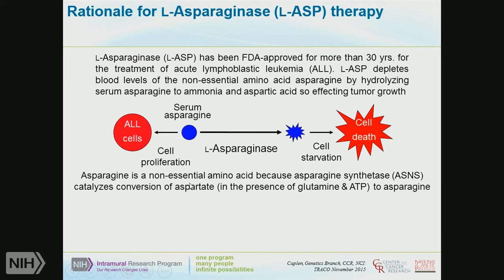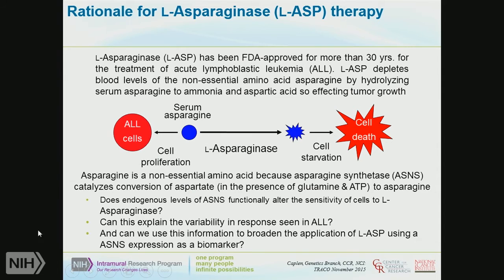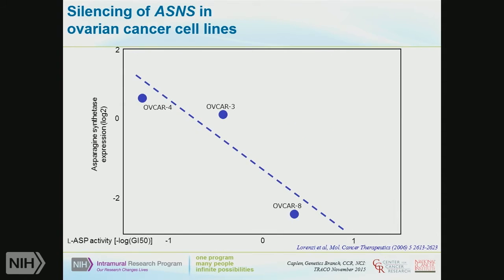So asparagine is a non-essential amino acid, and so what we hypothesized was that maybe the endogenous levels of asparagine synthetase, which is required for the synthesis of asparagine, was contributing to the sensitivity of these cells. And whether we could use this as a biomarker or some effect to understand the biology, because there's a huge variability in the sensitivity of patients to the treatment with this enzyme drug.